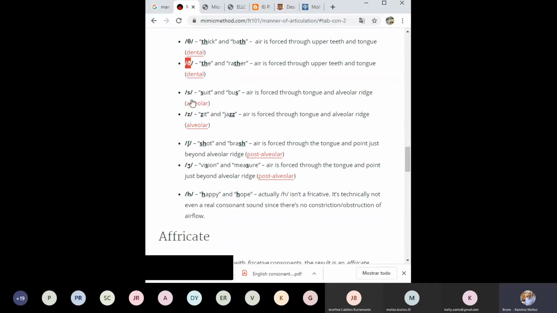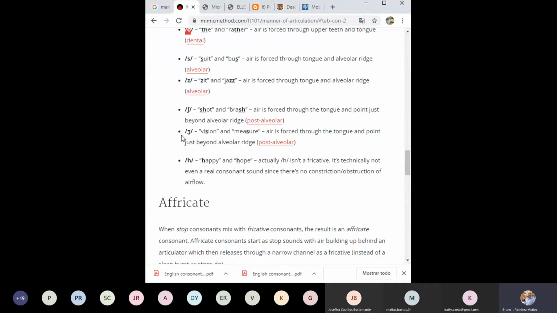S and z, two alveolar fricative sounds, right? Same distinction. Voiceless, the first one, voiced, the second one. Same distinction here. Both of them are post-alveolar sounds, right? Meaning that they are produced right behind, right after, or past the alveolar ridge, right? In between the alveolar ridge and the hard palate, right?